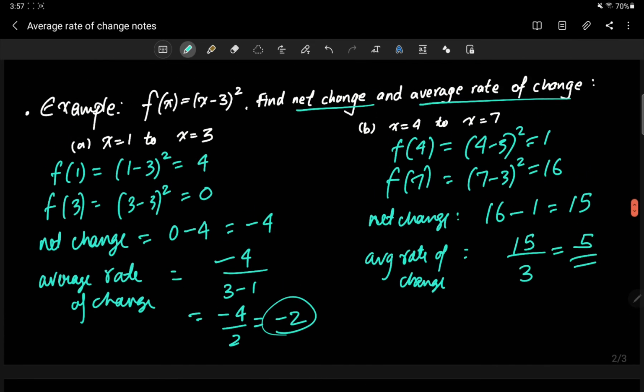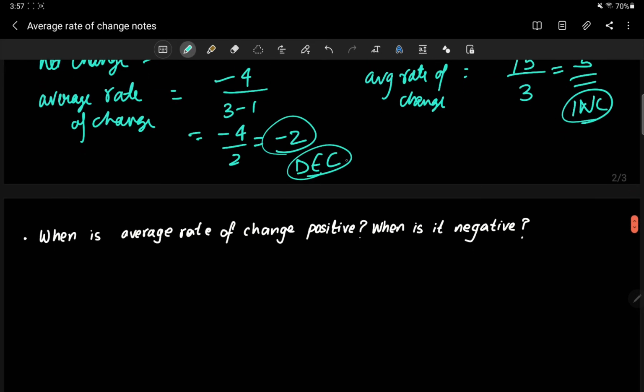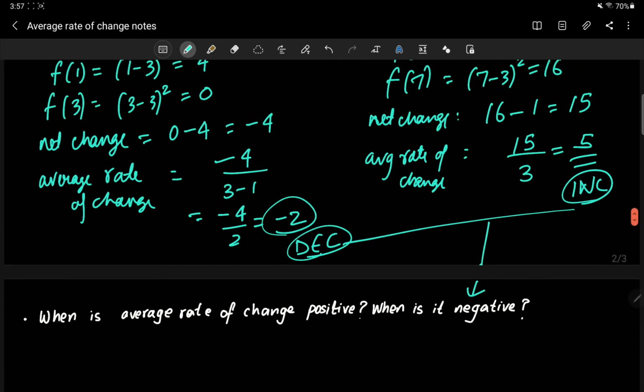So for the same function between 1 and 3, the net change is negative, the average rate of change is negative, meaning it is decreasing. And here it is increasing. More clarification on this in the next discussion.